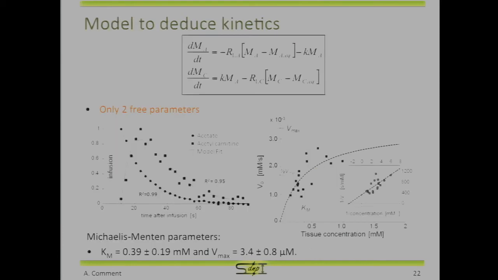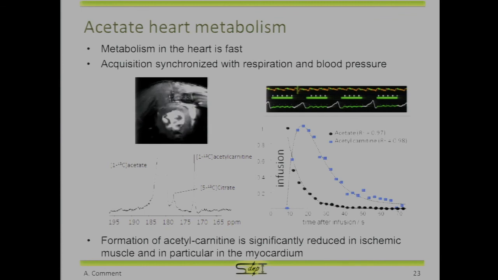Even better, if you do a little bit of modeling, and for those who have some biology background, they might appreciate that, there is something called the Michaelis-Menten curve, which is how fast an enzyme will transform one molecule into another as a function of the concentration. By fitting these two curves, the acetate and the acetylcarnitine, with a very simple model with only 2 free parameters, we can deduce the enzymatic activity in vivo. So we can have access to how fast the enzyme goes. And this can also be done in the heart.